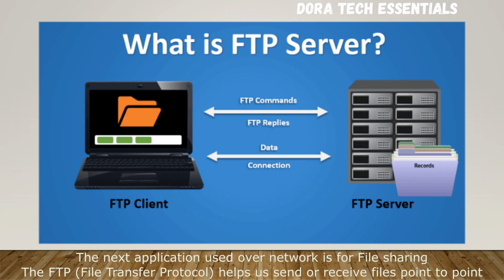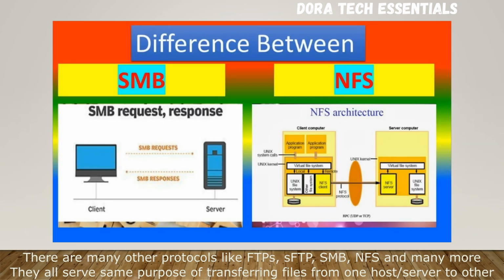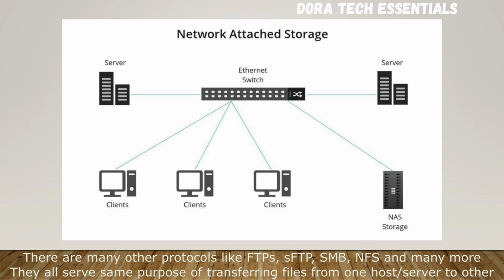The next application used over the network is for file sharing. The file transfer protocol helps us send or receive files point to point. There are many other protocols like FTPS, SFTP, SMB, NFS, and many more. They all serve the same purpose of transferring files from one host or server to another.